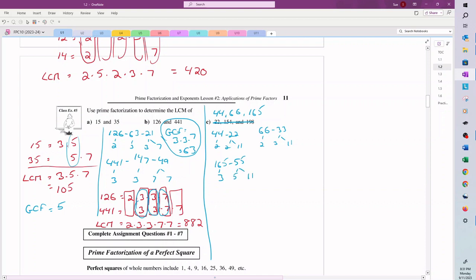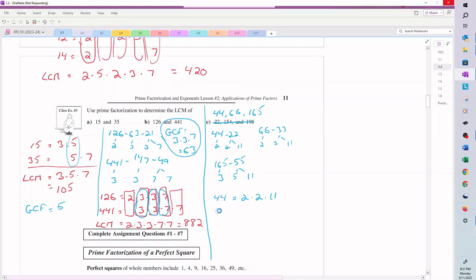So now we're going to write all of these out in our rows. So we've got 44 equals 2 times 2 times 11.